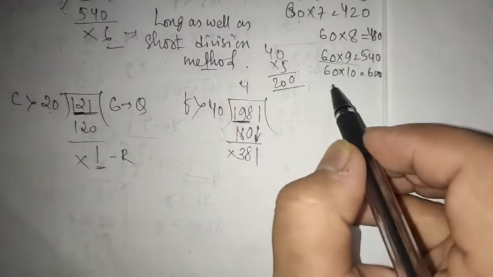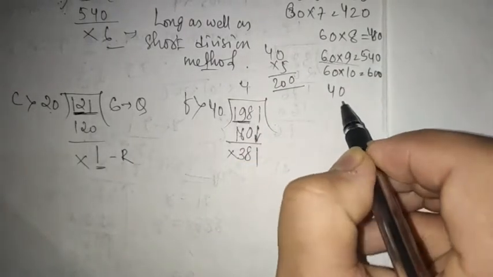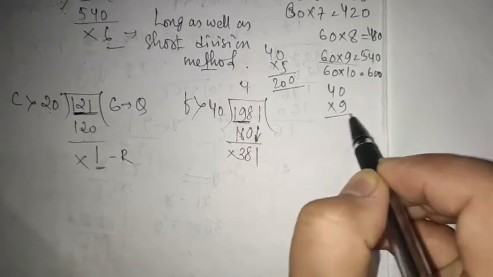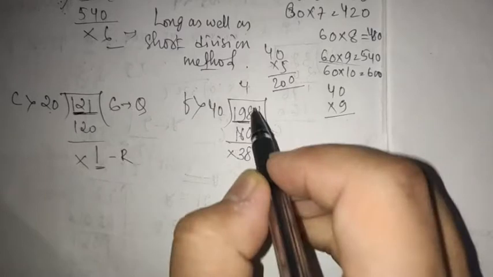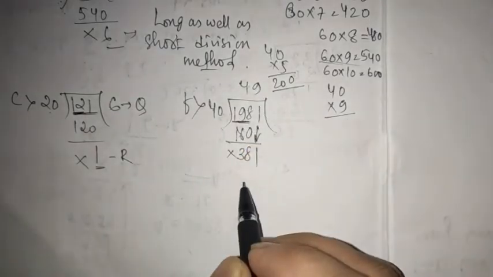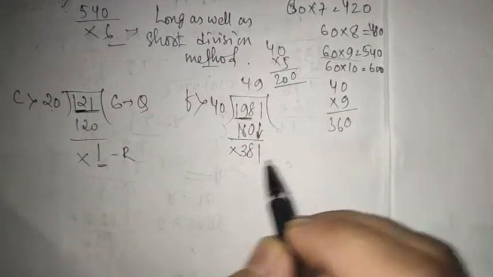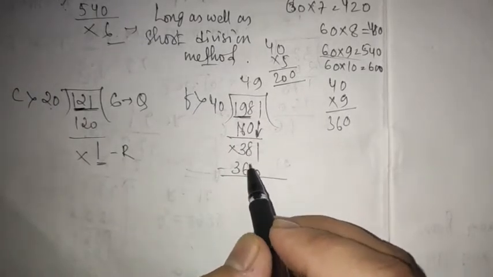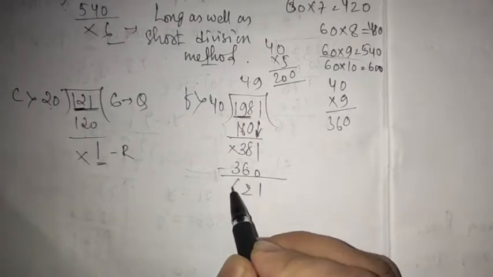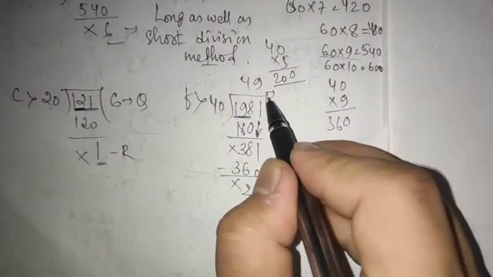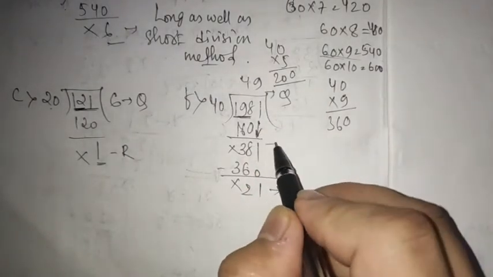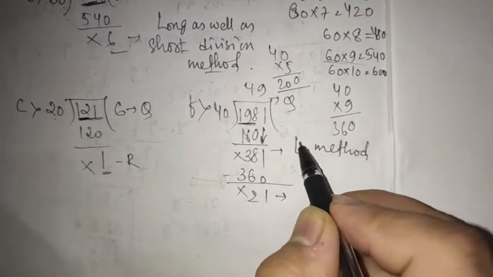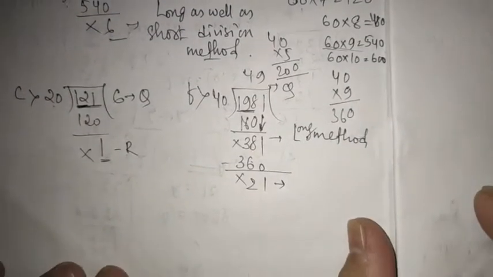So now 40 into 9, 4 9s is 36. So 9 is possible because 40 into 10 is 400. Now I have to put 40 into 9, that is 360. Now subtract this: 1 minus 0 is 1, 8 minus 6 is 2. Now the remainder is 21 and your quotient is 49. So this is your long division method, the long method. Now you have to do the short method.